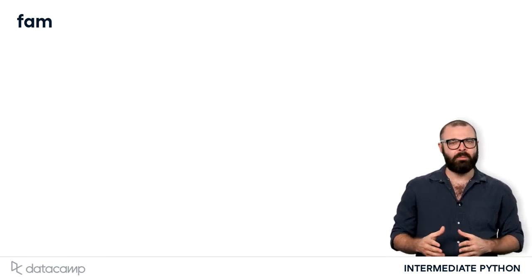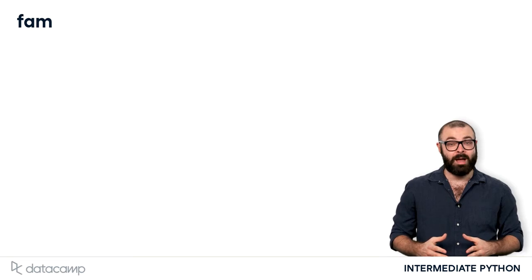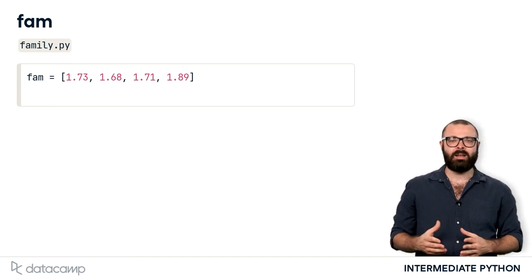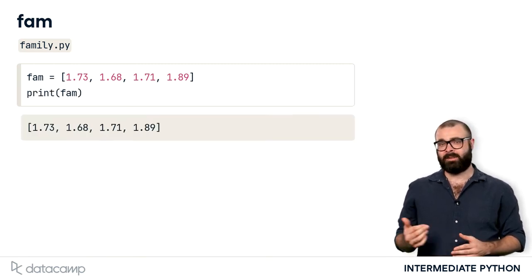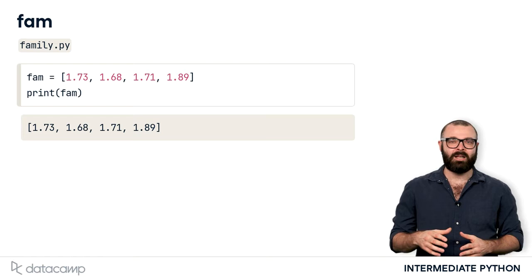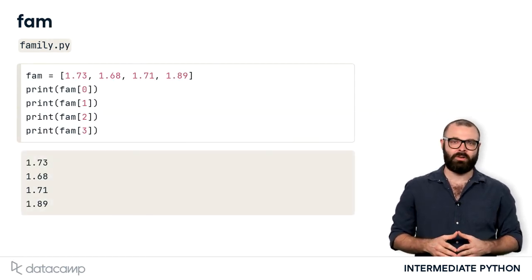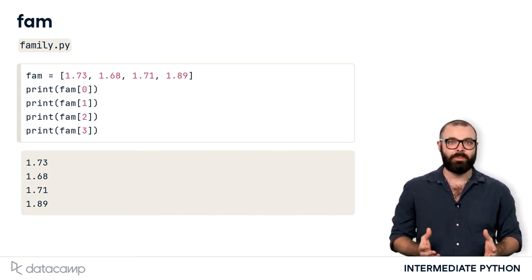Remember the fam list containing the heights of your family? Here it is again, in the family.py script. Suppose that instead of a single printout of the entire list, like this, we want to print out each element in the list separately. You could do this by doing 4 print calls with the correct subsetting operations. Instead of this repetitive and tedious approach, you can use a for loop.